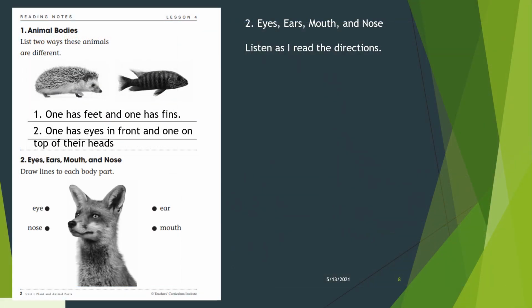Now let's look at the bottom of the page we started working on. Number 2, eyes, ears, mouth, and nose. Listen as I read the directions. Draw lines to each body part. Let's draw a line from the word eye to the fox's eye. Can you do that too? Now he does have 2 eyes, but the word says eye, so we need to only point to one of them.